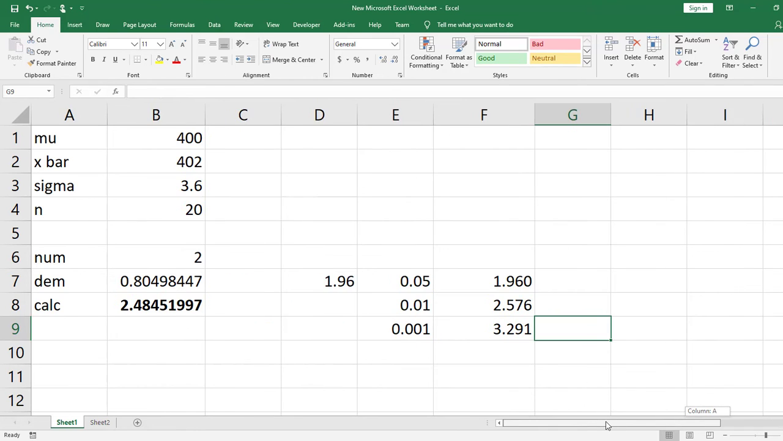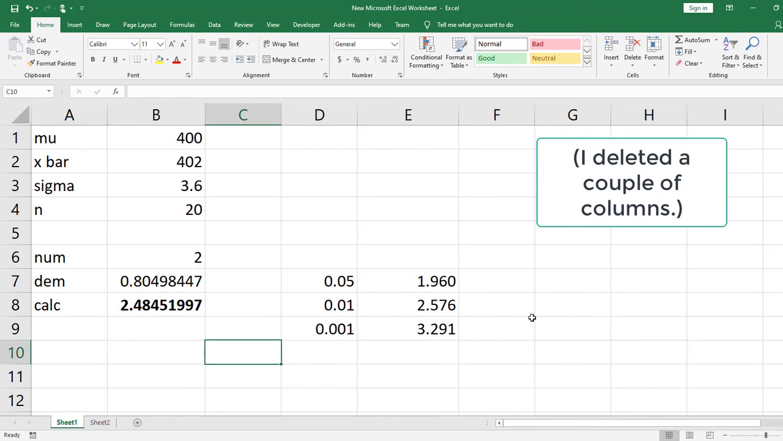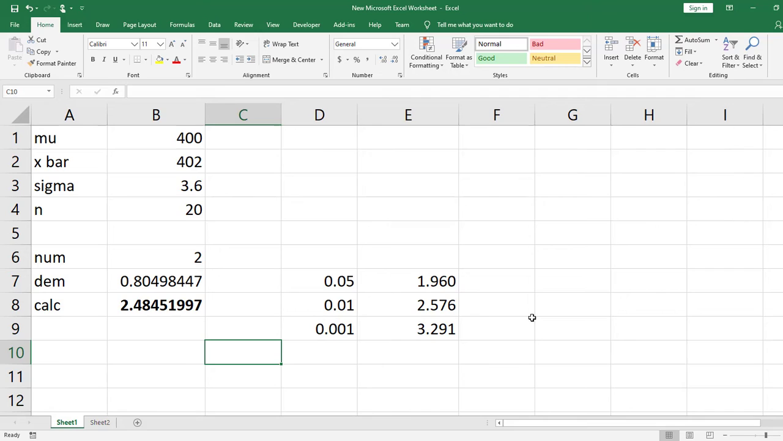So, is this 402 a statistically significant result? Is it statistically significant at 95% confidence? Yes. How do you know? Exactly. We got about 2.48. It is bigger than 1.96. It is statistically significant at 95.